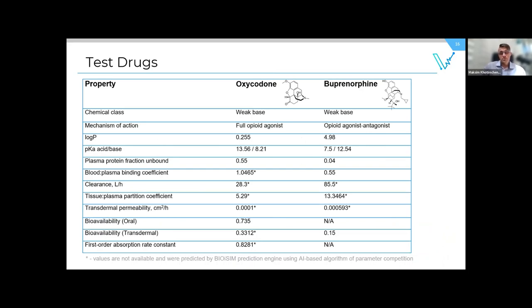So we decided to test both of these models. And we have two drugs, oxycodone and buprenorphine. Both of them are opioid analgesics. Both of them are agonists of opioid receptors. Both of them were shown to be good for using transdermally, because I probably need to mention that there are just a few drugs that can go through the skin by themselves. There are maybe two dozen drugs approved by FDA that don't require any specific formulations and permeability enhancers to go through skin. But these two drugs can do it without any permeability enhancers. And you see the specific drug parameters, and you can see there are some values that are marked with asterisks, meaning that these values were not available for the drugs that we used in the study. And therefore, these parameters we needed to be predicted.